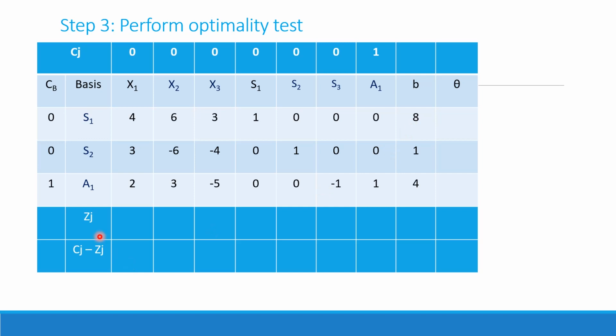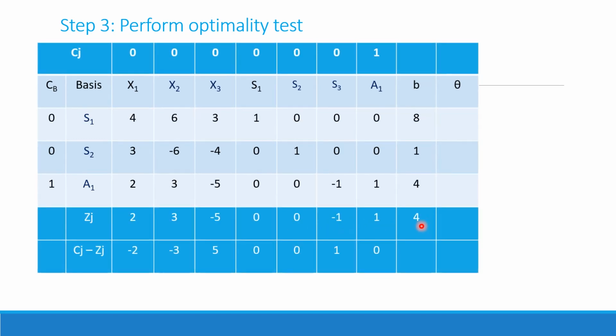Okay, now we'll find Zj. Zj is nothing but the multiplication of CB into Aij and then summing up all the CB into Aij. So CB into Aij: 0 into 4 plus 0 into 3 plus 1 into 2, so this is 2, this will be 3, this will be minus 5, 0, 0, minus 1, 1 and this will be 4. Okay, so this is your Zj, and after subtracting this Zj from Cj, you get the value of Cj minus Zj. So this is a common procedure that we have followed in the last few numericals.